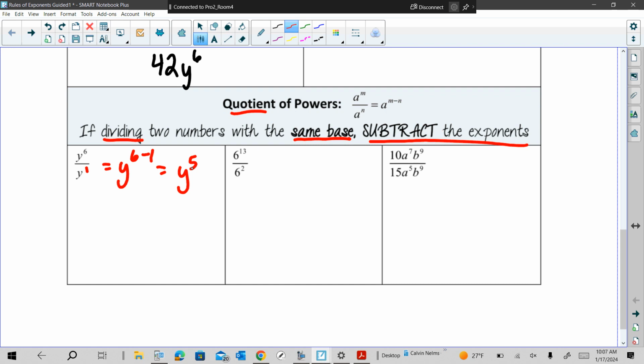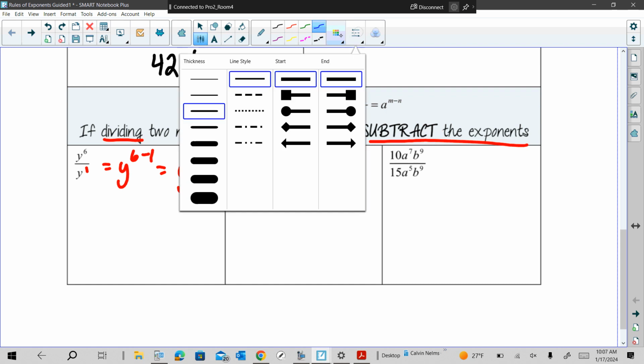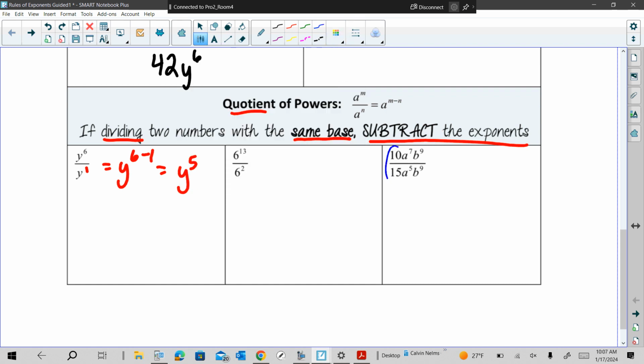If they're numbers, then you reduce it like you reduce a fraction. So on here, let me just fix this. This 10 over 15 can be reduced. I'm just going to reduce that fraction. That is going to be 2 over 5.